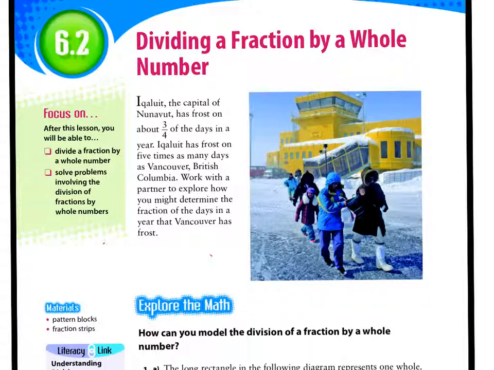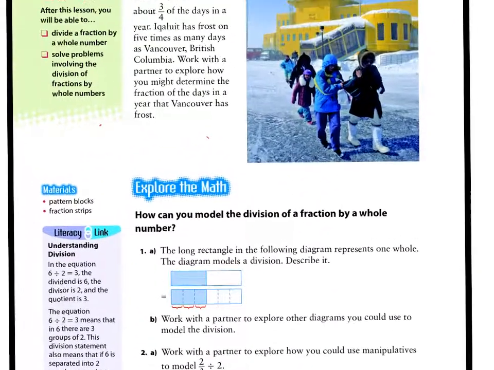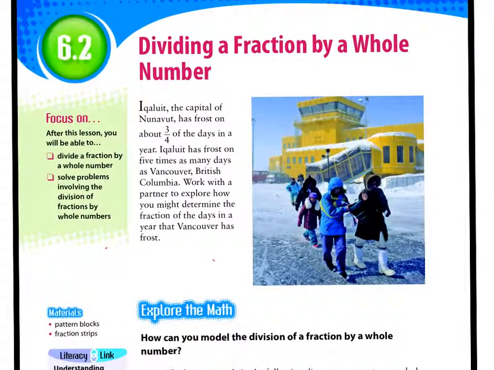Okay, grade 8s, do me a favor and turn to page 204 in your math book. We are now going to move on to our next section, which is dividing a fraction by a whole number. What I'd like you to do is copy down 6.2 and that title into your notebook. Just press pause while you're doing that, and when you have that done, press play.